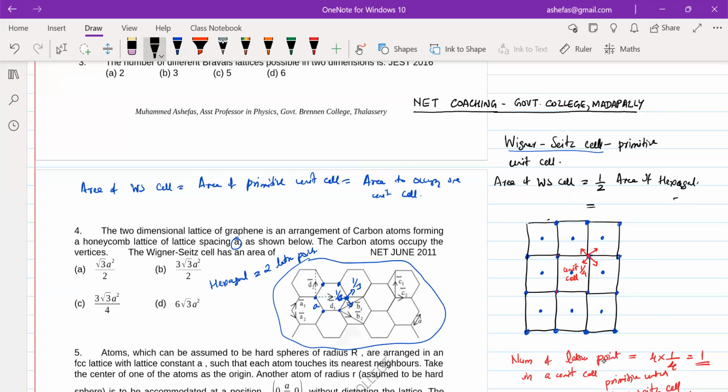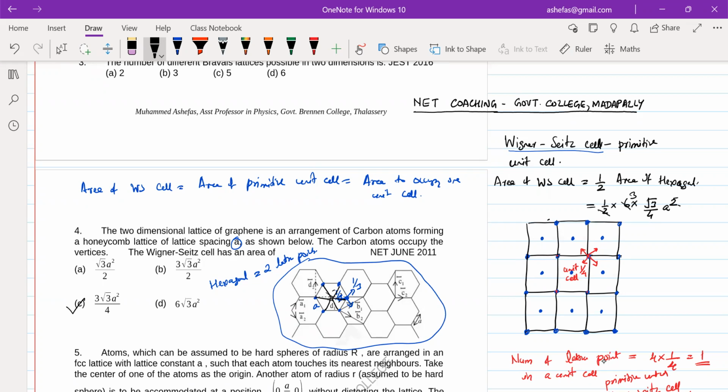Now, how to find the area of the hexagon? This hexagon will have a total of how many equilateral triangles? 1, 2, 3, 4, 5, 6, each with area root 3 by 4 a square. Is that okay? So 6 times root 3 by 4 a square, and the 2 and the 6 would cancel, giving 3 root 3 by 4 a square. So this would be the correct answer: 3 root 3 by 4 a square.